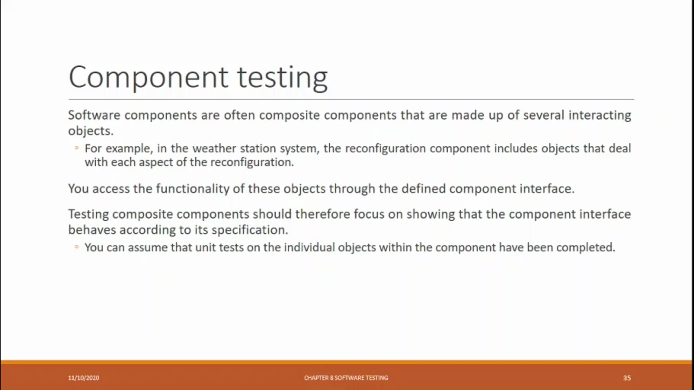You can assume that the unit testing on individual objects within the components has been completed. Obviously, you have completed a unit test of the components, so you didn't find any error in that unit test. It's not that you will not be able to find an error or defect in the component as a whole. You will find it, but you should write the test cases in another way, not how you wrote the test cases for the component for unit testing.